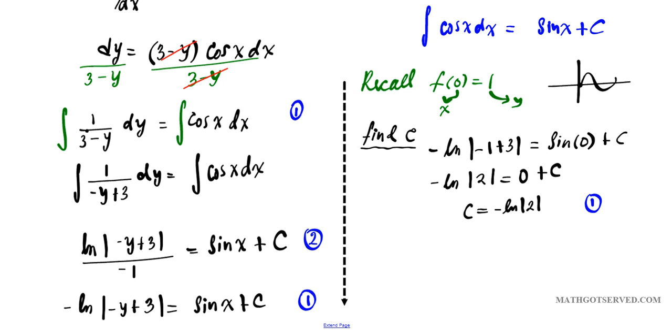Now the last part is simply solving for y after plugging in your c value into this equation right here. Okay, so the goal now is to solve for y. All right, let's go ahead and do that. We have negative natural logarithm of the absolute value of negative y plus 3 equals sine of x plus c. Okay, but we can just put negative ln of the absolute value of 2. But we know what the absolute value of 2 is. The absolute value of 2 is simply 2. Okay, so we don't need to carry that absolute value with us.